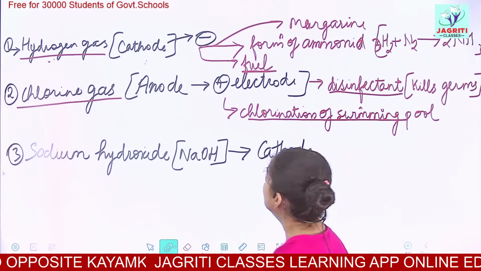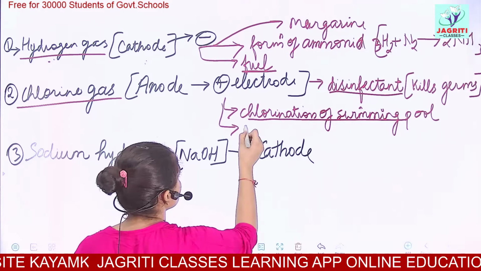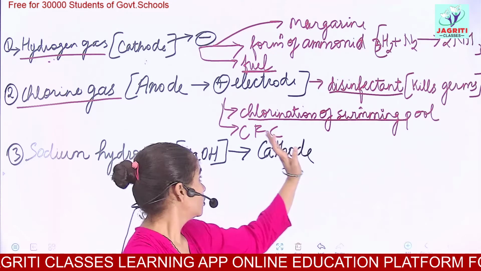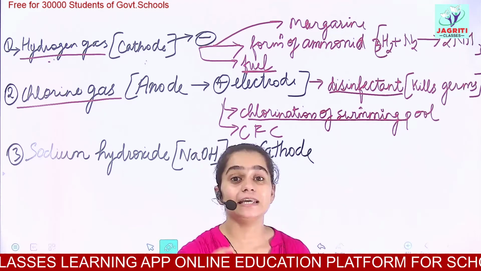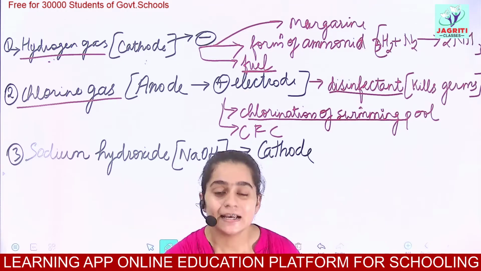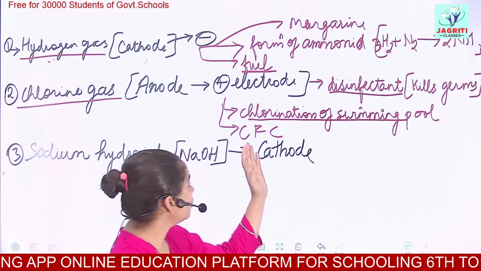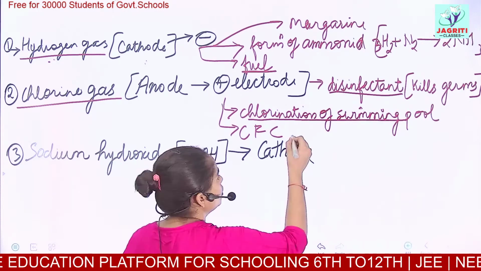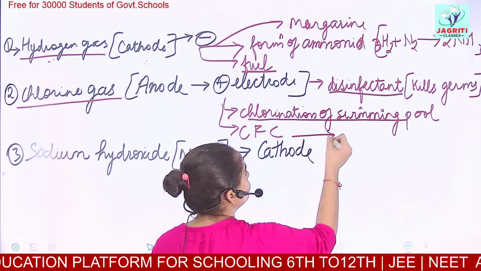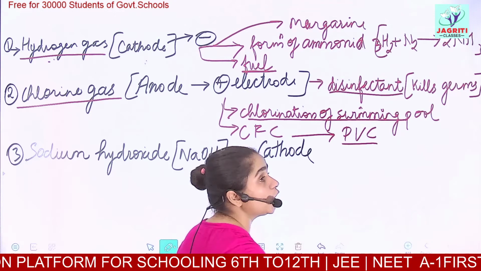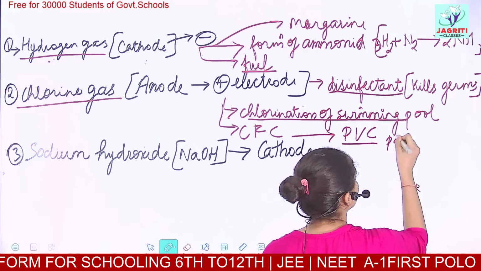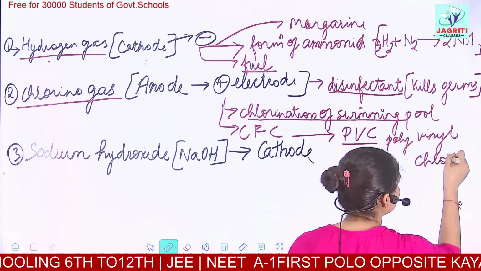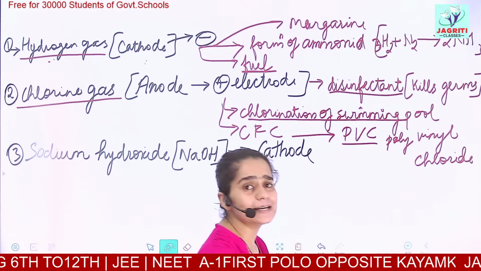It is also used in the formation of CFC. CFC is chlorofluorocarbons. Chlorofluorocarbons are often used in air conditioners and refrigerators. They are a cooling agent. Then chlorine is also used to form PVC, that is polyvinyl chloride. So these are some uses of chlorine.